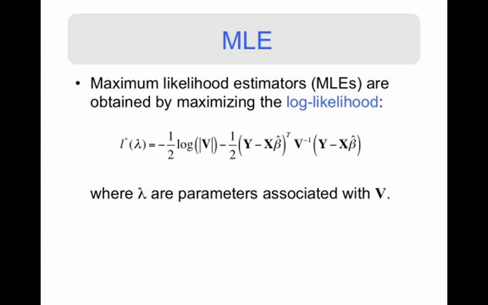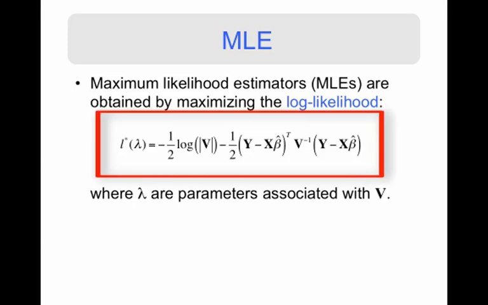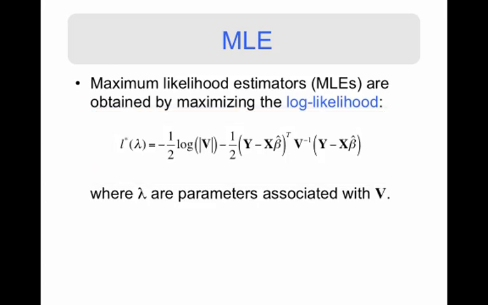Well, maximum likelihood estimators are obtained by maximizing what's called the log likelihood, so this function here. The parameters that we want to use to maximize this are encapsulated in this function lambda. So lambda are the parameters associated with V. In our example, lambda would be phi and sigma squared in the case of the AR1 process. So we want to find the values of phi and sigma squared that make this function, this L star, as big as possible.